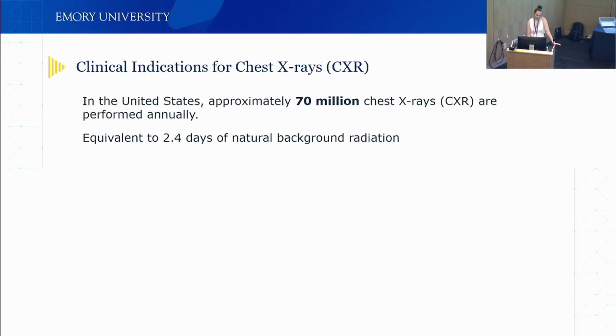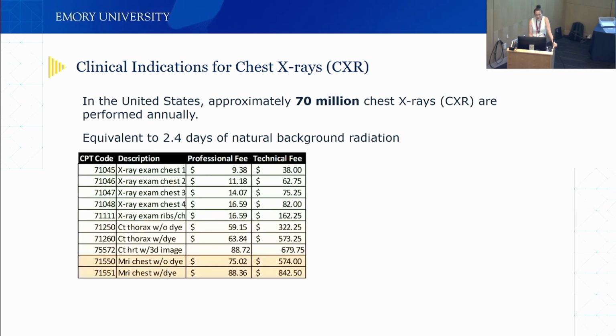So when we think about clinical indications, there is a massive amount of X-rays taken in the US, 70 million chest X-rays annually. One X-ray is currently equivalent to 2.4 days of natural background radiation, and that's part of the reason why they're so popular: they're very low in radiation. So you can do them a lot before the radiation you give to people becomes dangerous. Another part is that they're just cheap.